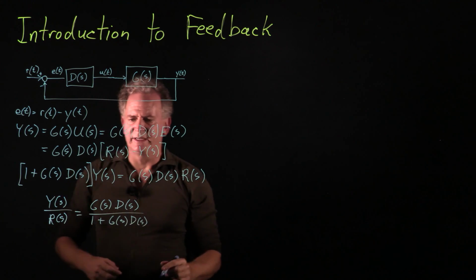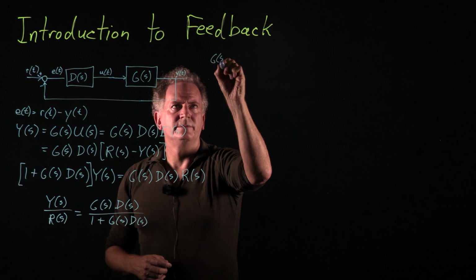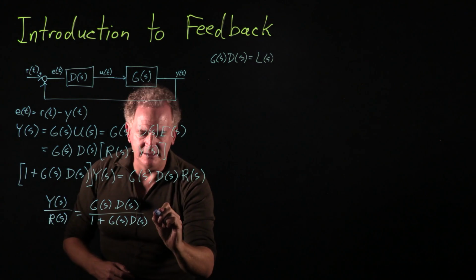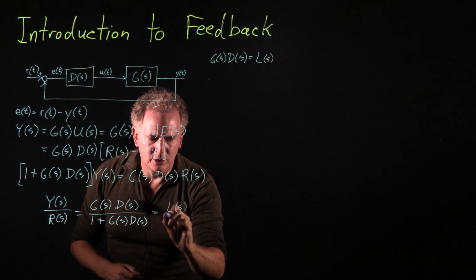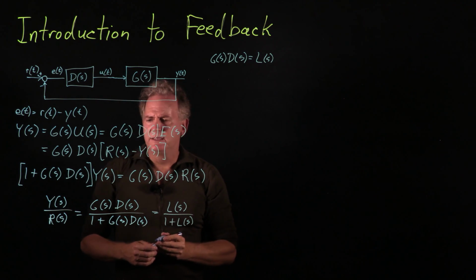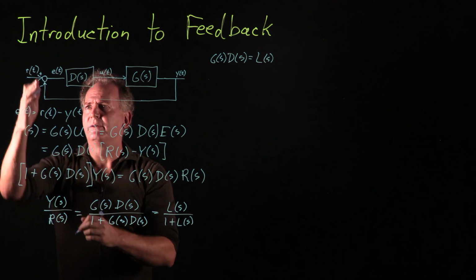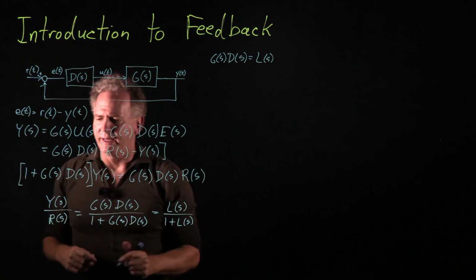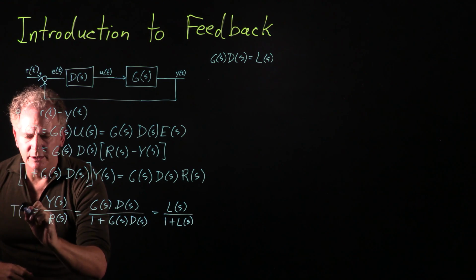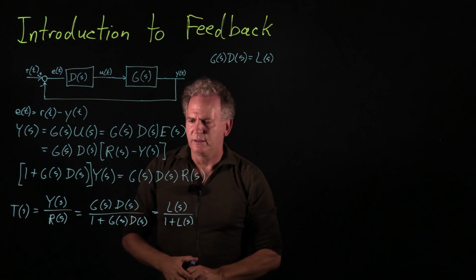For convenience, since G(s)D(s) comes up a lot, I will often define G(s)D(s) as simply L(s), and so we can write this as L(s) over 1 plus L(s). And so this is the transfer function then from R to Y, from the reference input to the output of the plant. And that is often called the closed loop transfer function. And we'll denote it here T(s). Some texts will denote that H(s). We'll use the letter T(s).